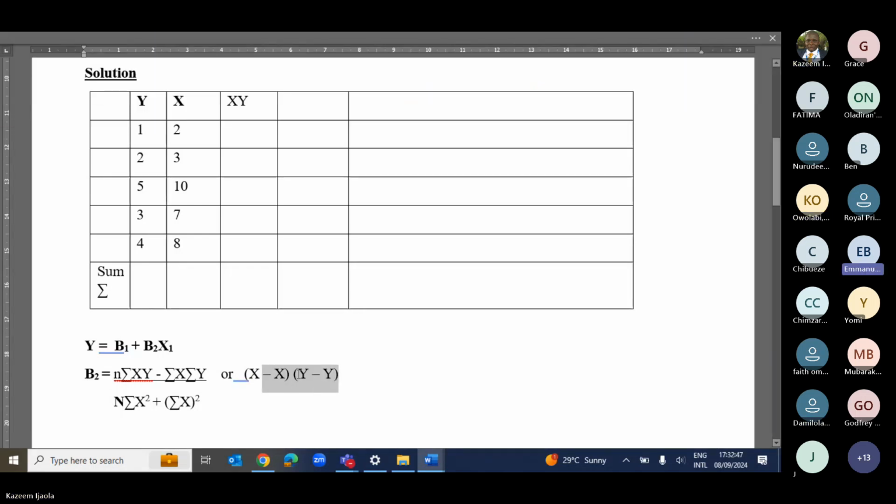Divided by what? Divided by summation x minus x bar, squared. You square only the x minus x bar. Like this. The second bracket will come before the first one. Like this? No, after. Maybe before.